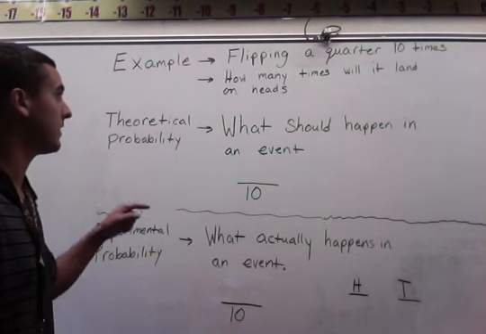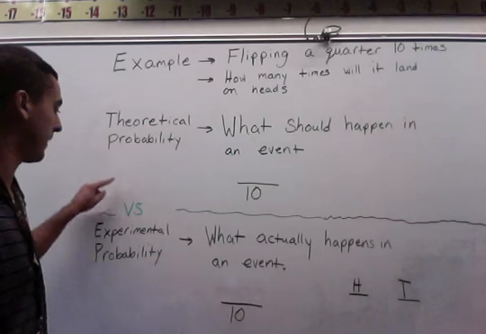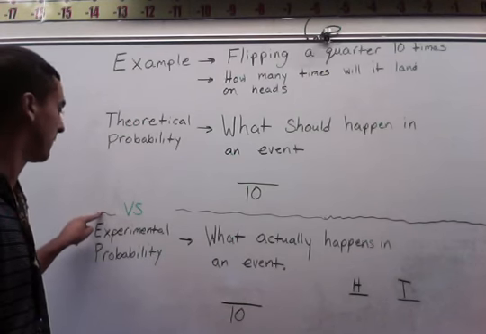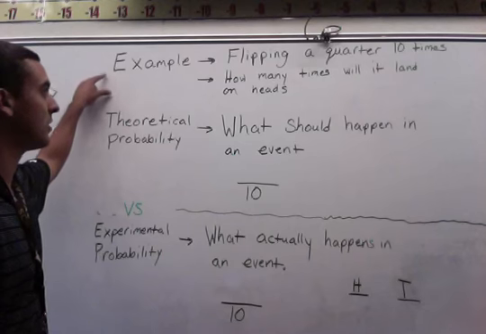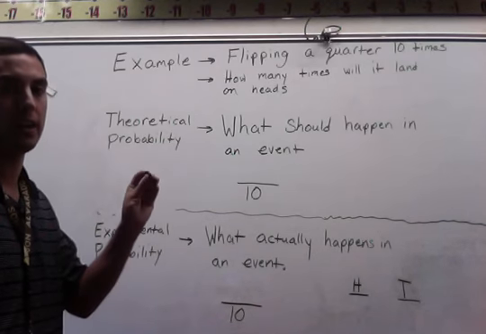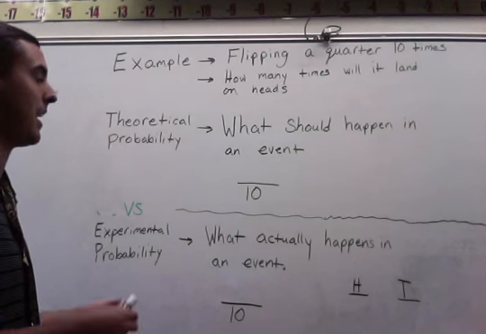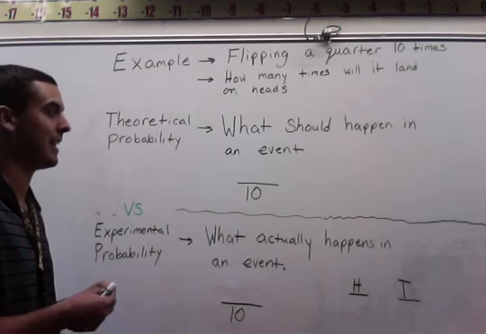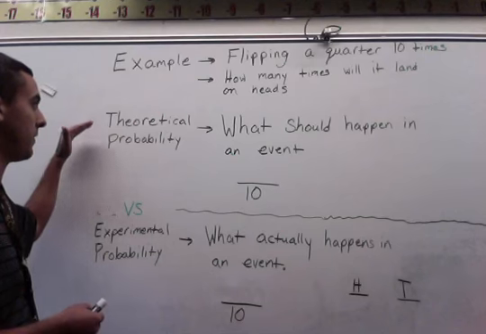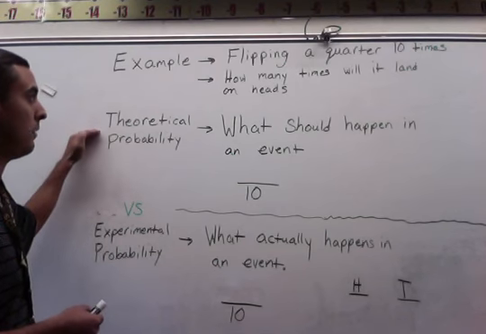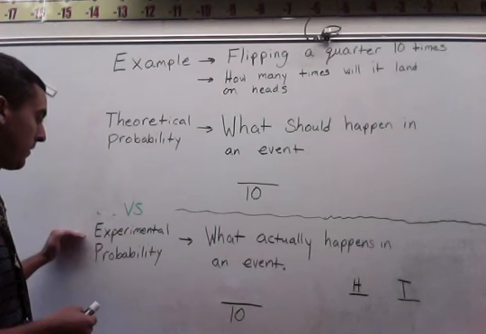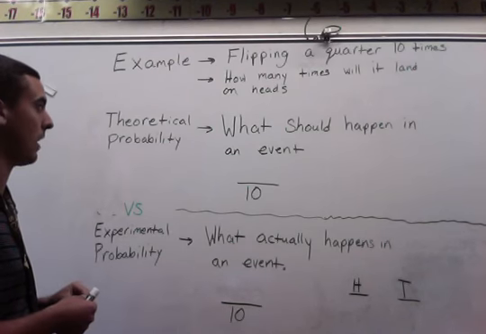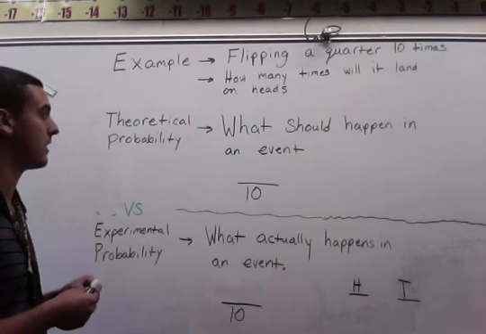Hi guys, today's lesson is over theoretical probability versus experimental probability, okay? And we're going to use this example, flipping a quarter 10 times, and we're going to see how many times it lands on heads and figure out what the theoretical probability of doing that is versus the experimental probability of flipping a quarter 10 times, okay?